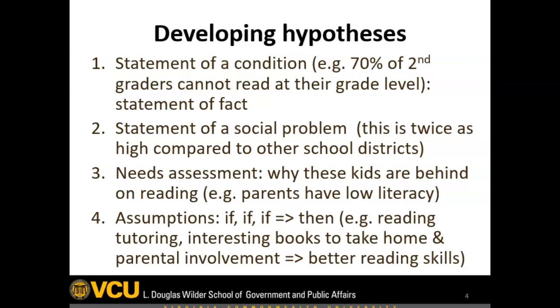For example, 70% of second graders in New Orleans read below their grade level. The second is a statement of a social problem. This is twice as high compared to other school districts. And I'm using this comparison as an example here, as I don't know how this compares to other school districts. The third step is the needs assessment. Why are these kids behind in reading?